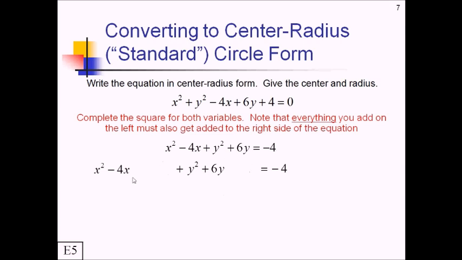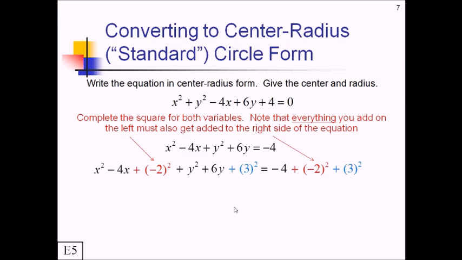So for the x's, taking half of the x term, we've got -2. I'm going to square that, add that over here on the left, and I'm also going to make sure I add it over on the right. And for the y's, half of 6 is going to be 3. Let's square that and add that to both sides.